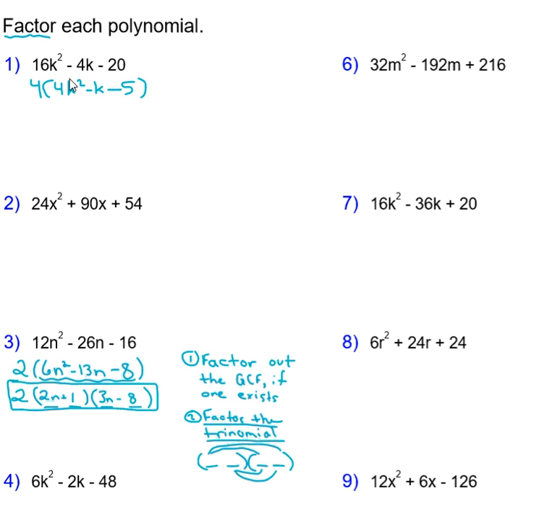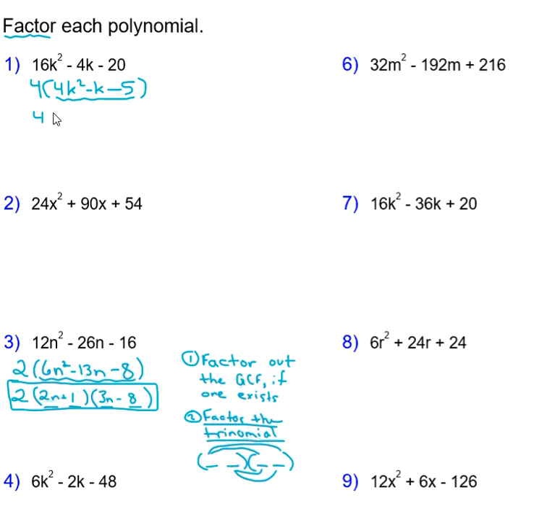So I could redistribute this 4 back in and get what I started with. That's what it means to factor out the 4. You're dividing out 4 from each of the 3 terms. Okay, now that we have a trinomial with no greatest common factors, we are able to factor the trinomial.